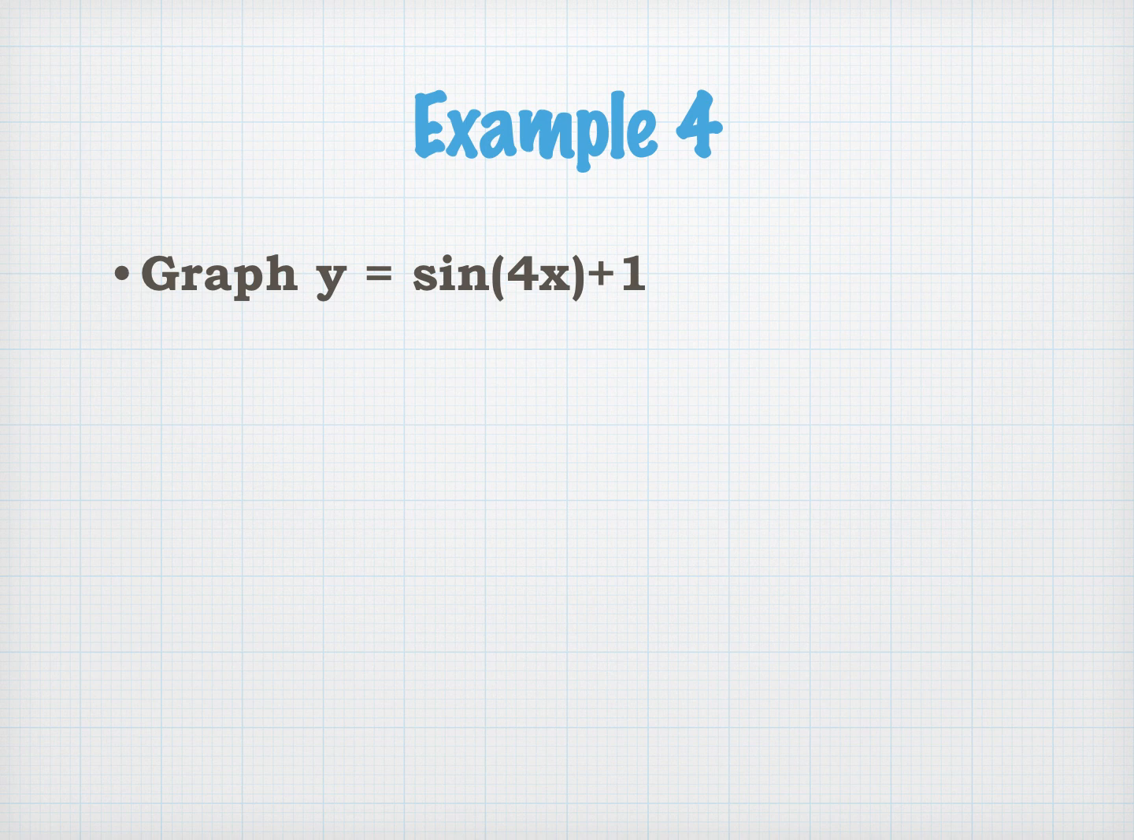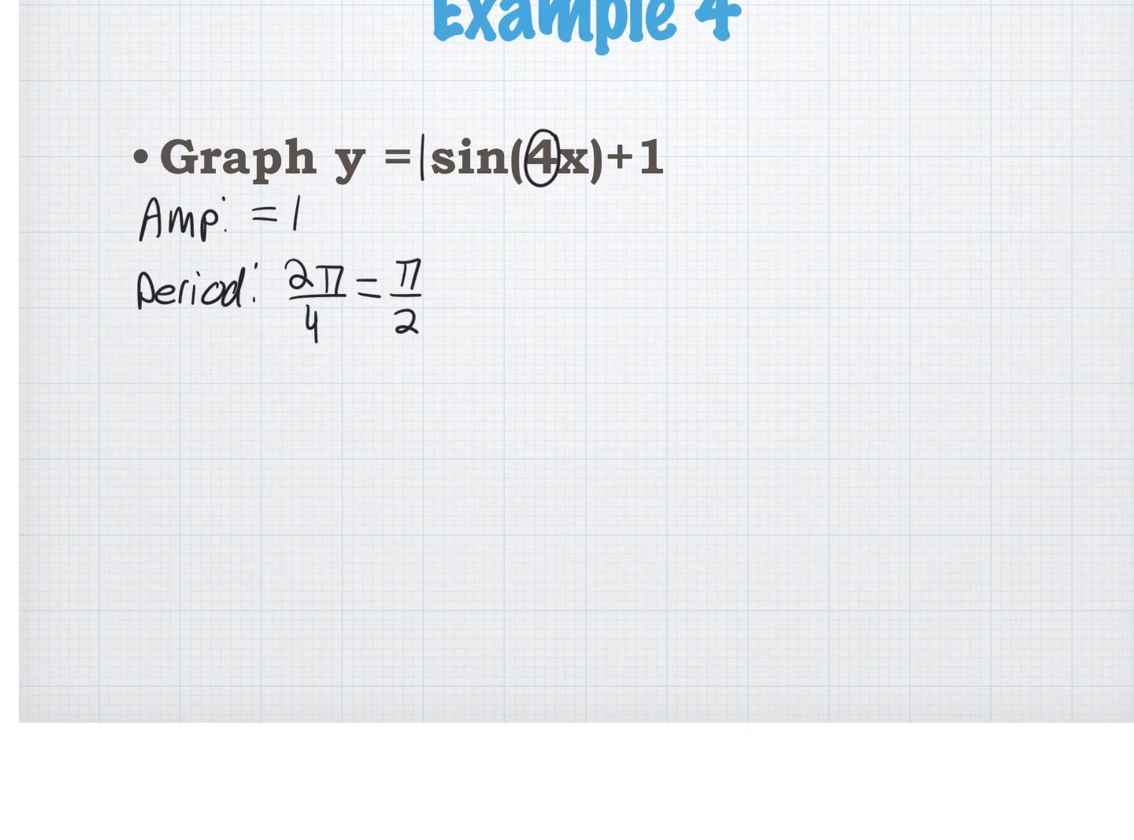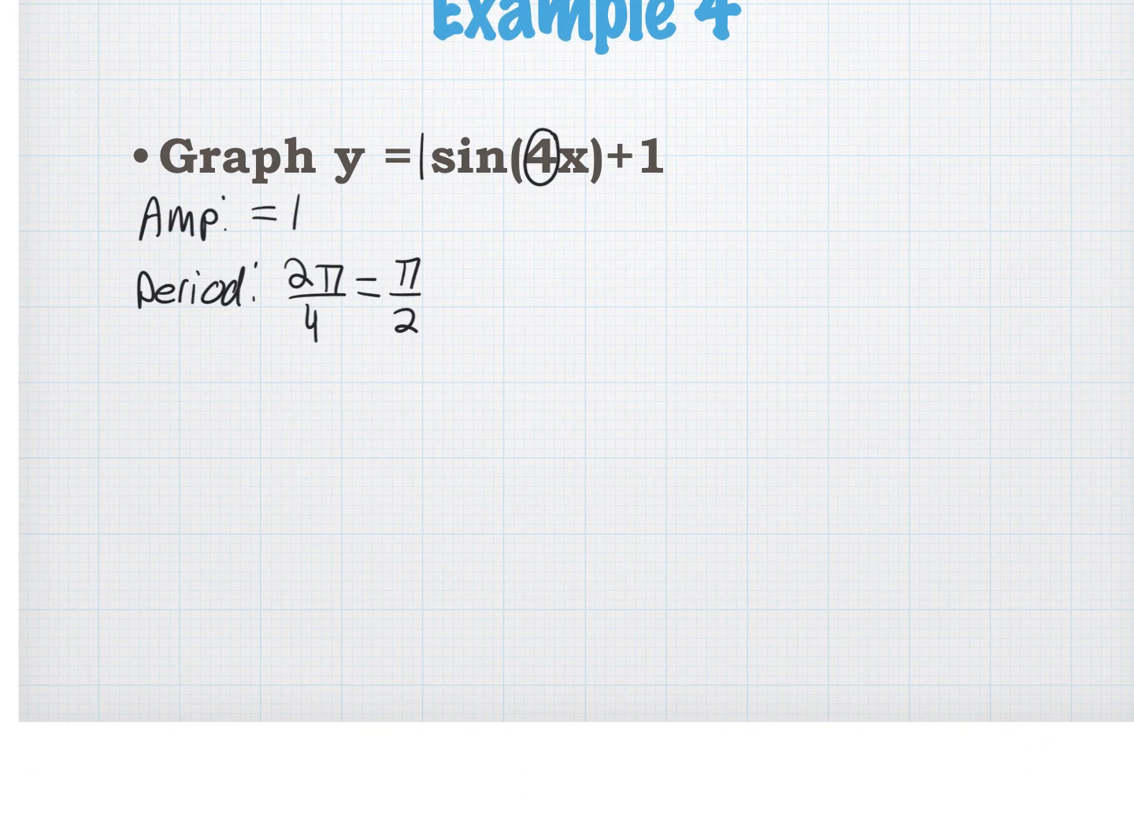Let's find the key pieces of information, right? The first thing I want to find is an amplitude. All right, there's nothing in front of sine, so we assume it's a 1, so the amplitude is 1. All right, the period is going to be 2 pi over whatever is on the inside. On the inside is 4, so it's going to be pi over 2. All right, and this one does have a vertical shift. This is going to be shifted up 1 unit. All right, and then now let's find our key points.